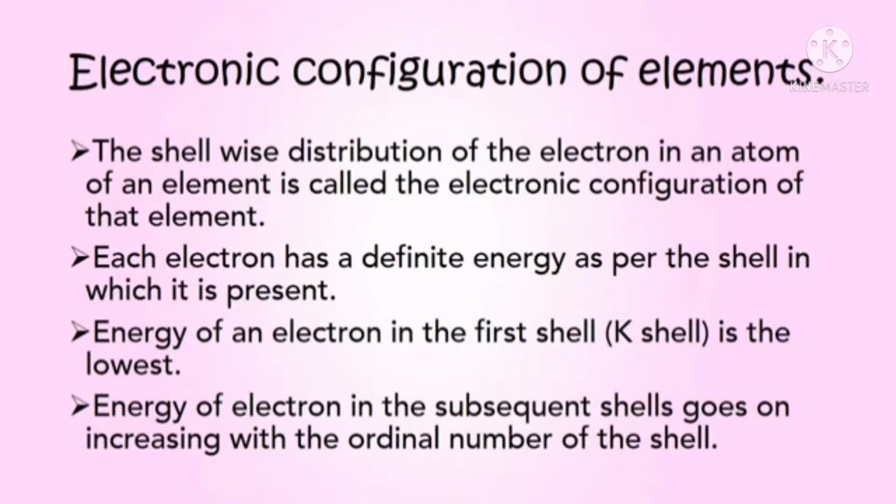As we have studied, the maximum capacity of electrons of the first shell K is 2. That of the second shell is 8. That of the third shell is 18. So in this way we can say that the energy is increasing as the number of the shell is increasing. And the shell-wise distribution, it means what?